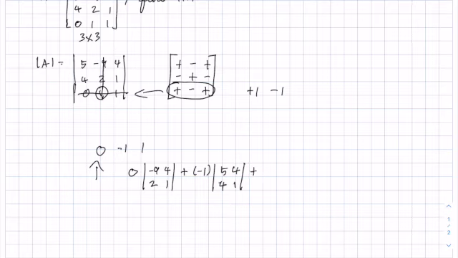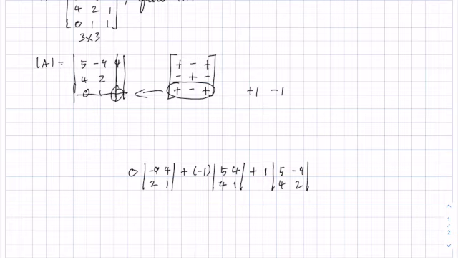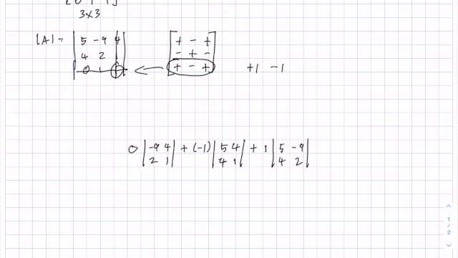Then we add the next one, which is 1 times. Do the same thing we did with the 0 and the -1 previously, and cancel all the row and column that involves it. And we're left with a few values that we find the determinant of. So that's 5, negative 9, 4, and 2. Now, if you solve this out, you should be able to get the determinant of this. So let's quickly solve it out.